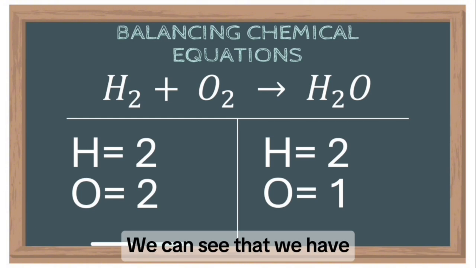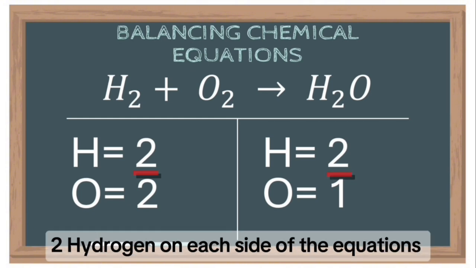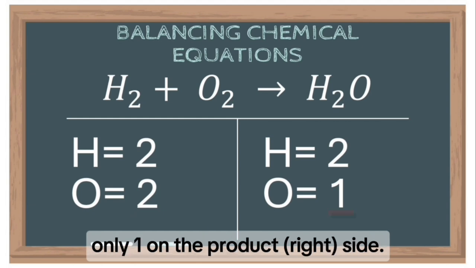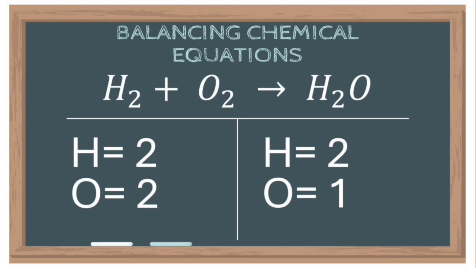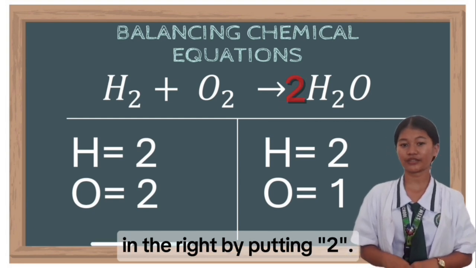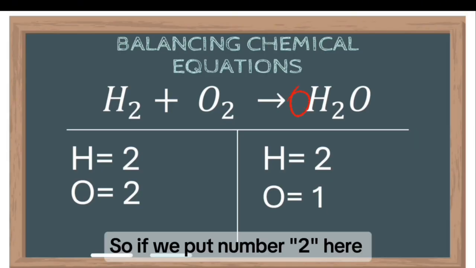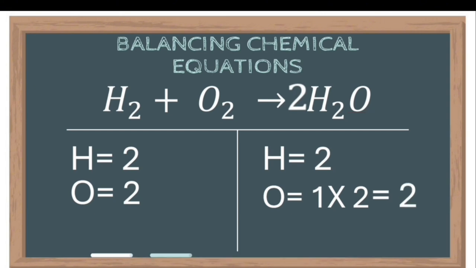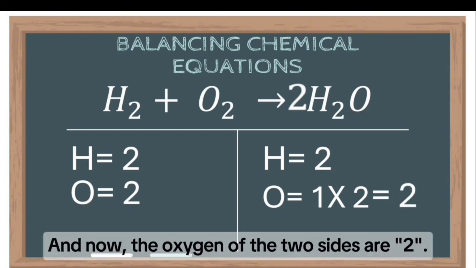We can see that we have 2 hydrogen on each side of the equation. But for the oxygen atoms, we have 2 on the reactant or the left side and only 1 on the right or the product side. To fix that, we can change the coefficient in front of the oxygen on the right by putting the number 2. So if we put number 2 here, that means 2 times 1 oxygen will give us 2 oxygen. And now the oxygen on both sides is 2.